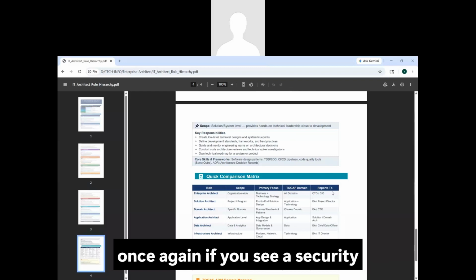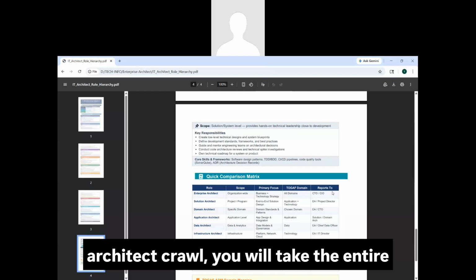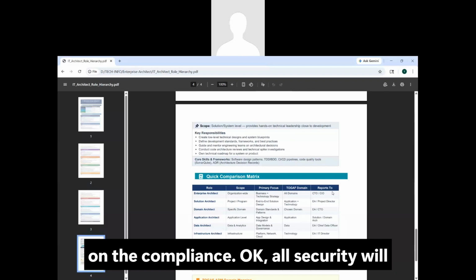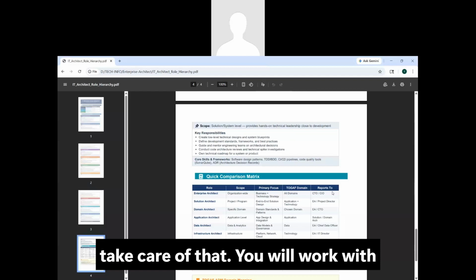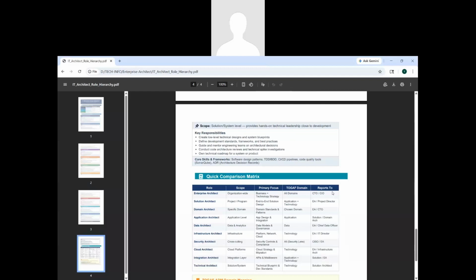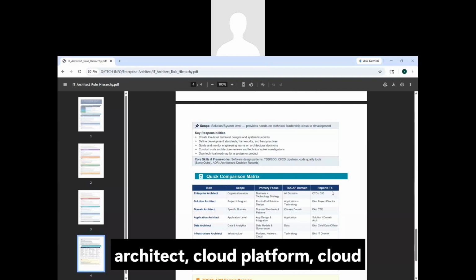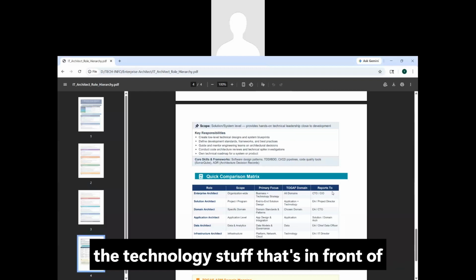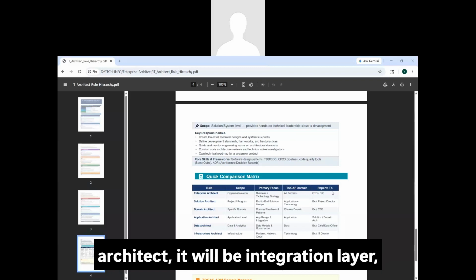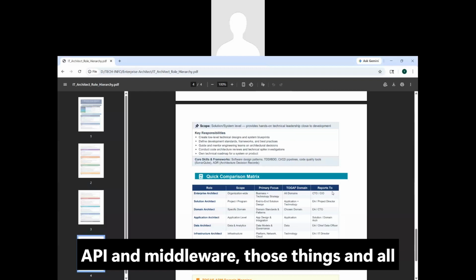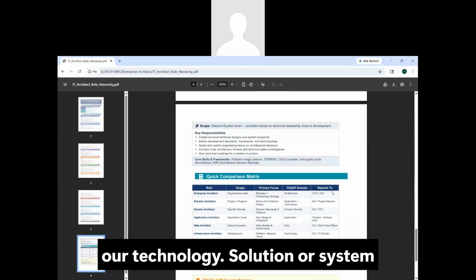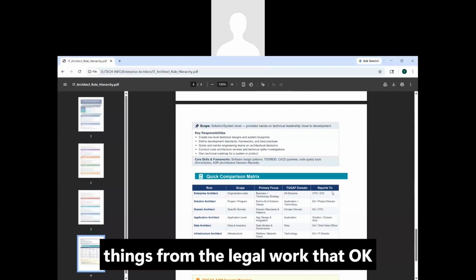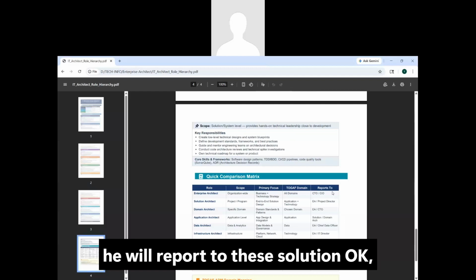Once again, the security architect takes care of security across the entire application and system level, cross-cutting security controls and compliance, and works with the enterprise architect and CISO. The cloud architect covers cloud platform, cloud strategy and migration. The integration architect covers the integration layer, APIs and middleware. The technology solution architect covers the system's technical blueprint and development standards, and reports to the solution architect.